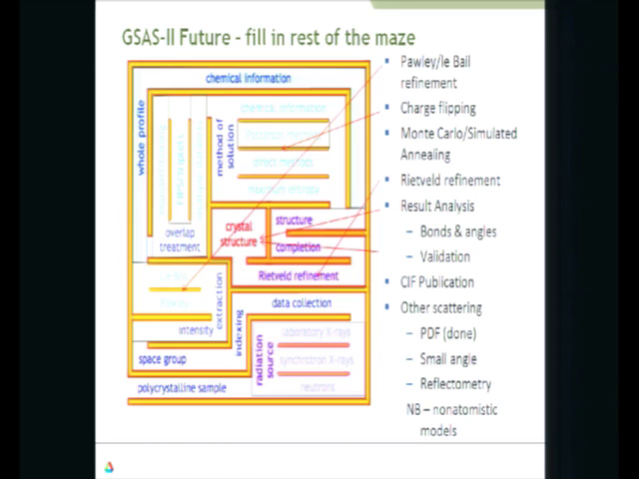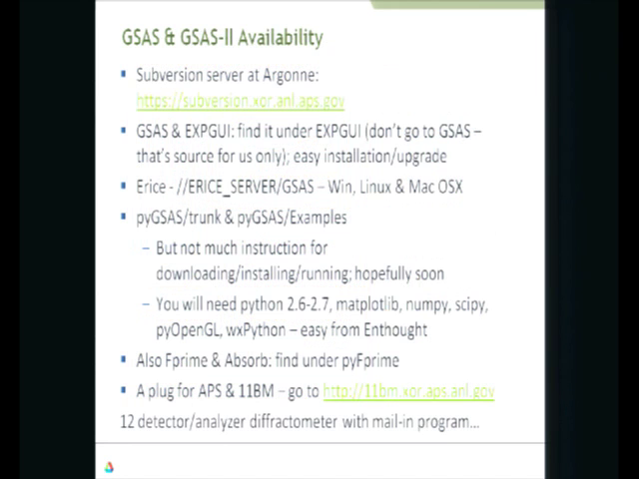Right, availability. First of all, this is where you go. For both GSAS and GSAS-II. GSAS-II is available. You have to be prepared for no instructions. But, you're smart people, right? You will find GSAS and EXPGUI under the EXPGUI. By the way, this subversion sort of covers a whole lot of other packages written by other people at APS. So it's not the only thing in there is GSAS stuff.